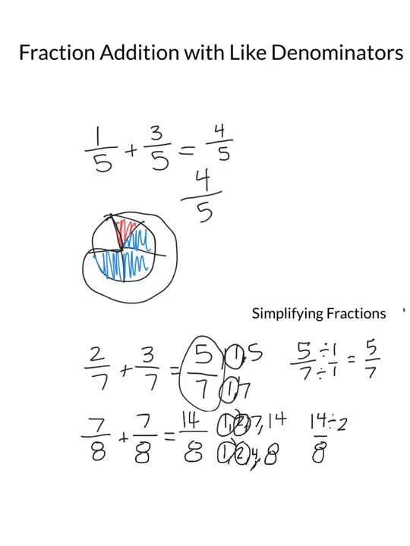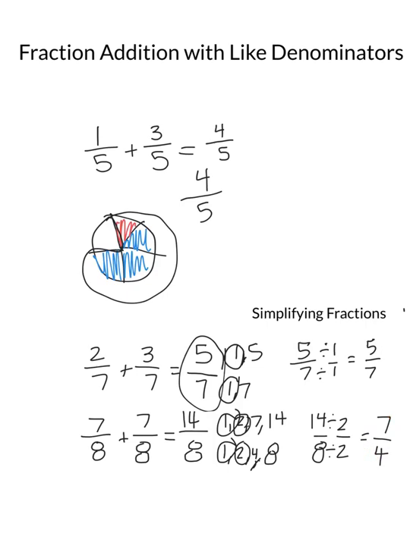14/8, divide both the top and the bottom by 2. 14 divided by 2 is 7. 8 divided by 2 is 4. So now that's as simplified as it can be. There's nothing else besides 1 that I can divide both 7 and 4 by, so that's it.